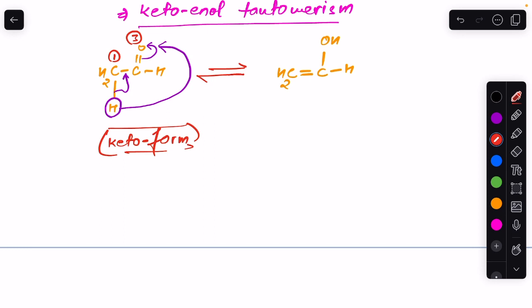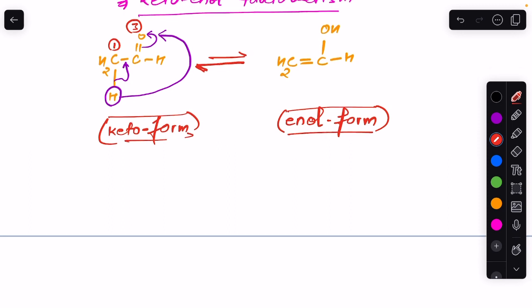However, in case of the product, there is presence of a double bond, that is ene, and an alcoholic functional group, that is enol. This is the enol form. So basically in keto-enol tautomerism, the equilibrium will remain dominantly towards the keto form, as the keto form is of greater stability due to greater carbon-oxygen bond strength, whereas in case of a carbon-carbon double bond, the strength is not that much. That is why in case of the enol form the stability is less, whereas in case of the keto form the stability is comparatively more.